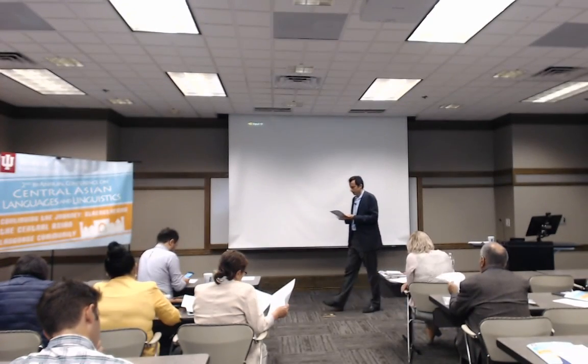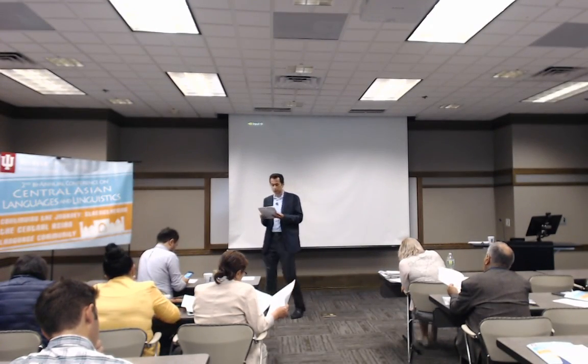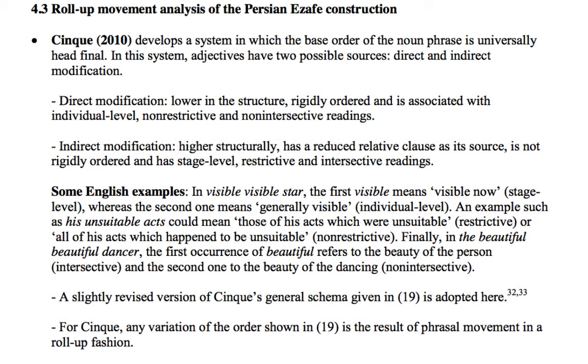looking at the roll-up movement, which is the analysis that I'm going to give for the Persian Ezafe construction, the roll-up movement. This goes back to Cinque's more recent work on the order of adjectives and noun phrase, his 2010 monograph. So in this monograph, he suggests that the base order of noun phrases is universally head final. And he suggests that he used to have this system where all adjectives had a very strict order. He's given that up, and now there's much more flexibility.